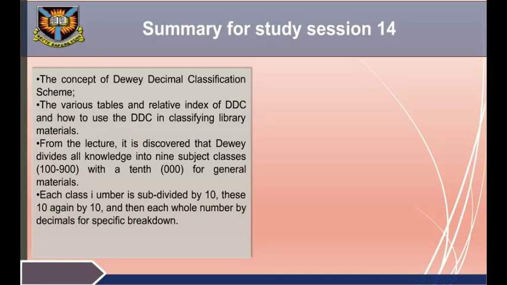Summary for study session 14. The concept of Dewey Decimal Classification Scheme, the various tables and relative index of DDC, and how to use the DDC in classifying library materials. From the lecture, it is discovered that Dewey divides all knowledge into 9 subject classes, 100 to 900, with a 10th for general materials. Each class is subdivided by 10, this 10 again by 10, and then each whole number by decimals for specific breakdown.